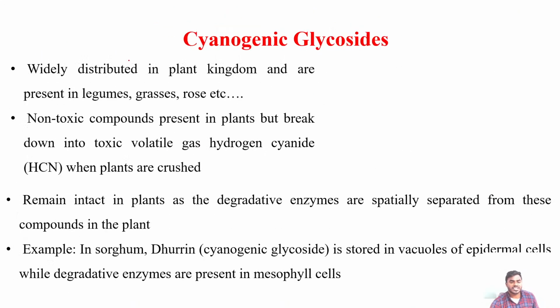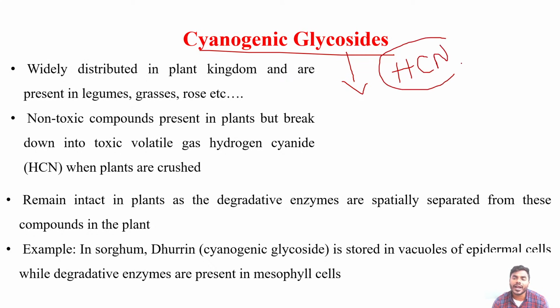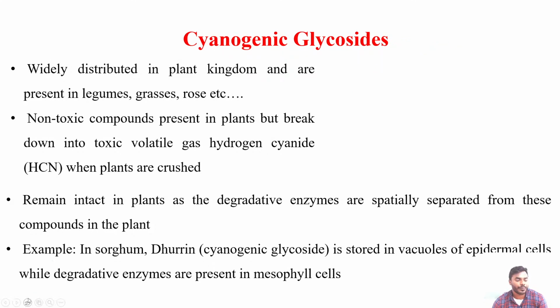Okay. So the next one, cyanogenic glycoside, the second class of the secondary metabolites. The moment you hear the name of a cyanogenic glycoside, you have to remember that whenever that plant breaks, what is it going to release? It is going to release a toxic volatile gas, which we call hydrogen cyanide. Do not get confused and do not forget.